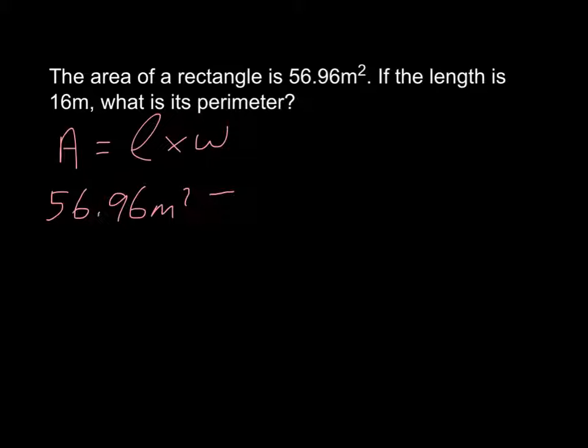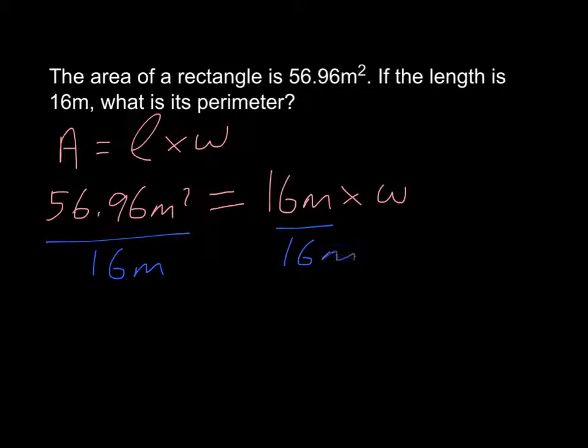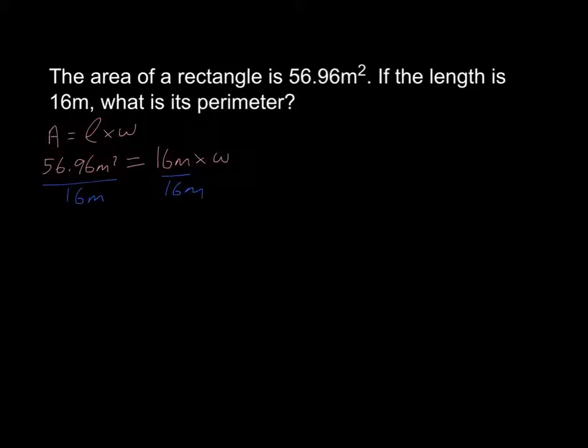Okay, which is the same as 16 meters times the width. And remember, I want to get that width by itself, so I'm going to divide both sides by 16 meters. Okay, and I know now I need to solve 56 and 96/100ths divided by 16.